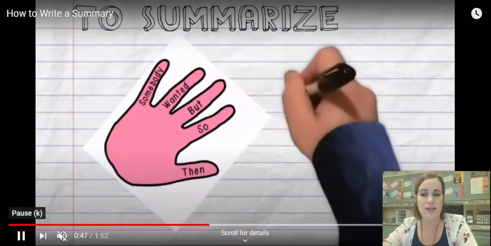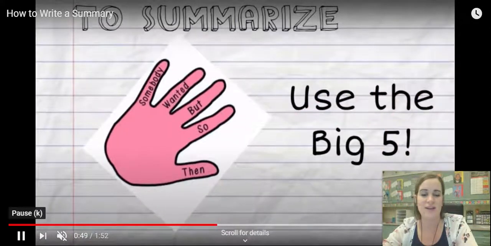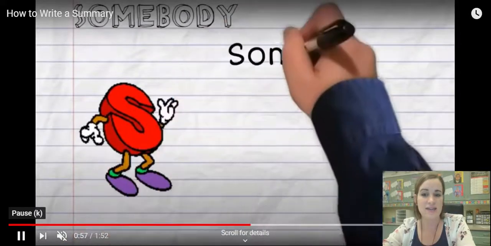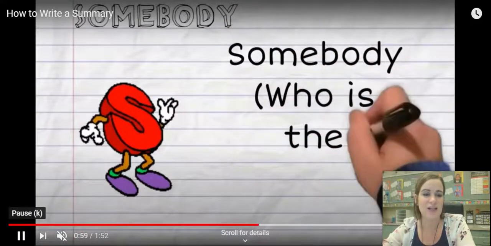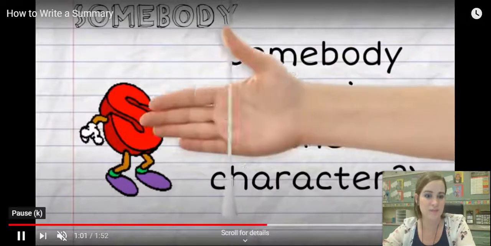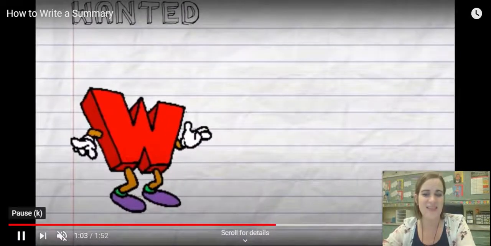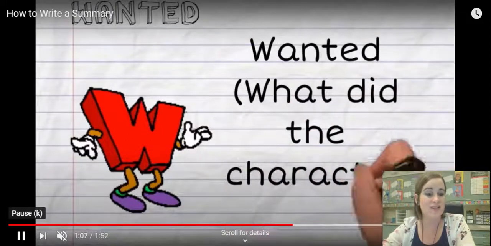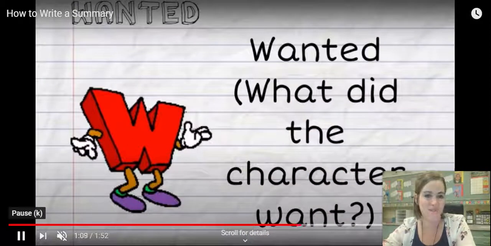You can use the somebody wanted but so then method. We call it the big five. So the S stands for somebody. So that is the character of the story. Then the W stands for wanted, which is what did the character want?